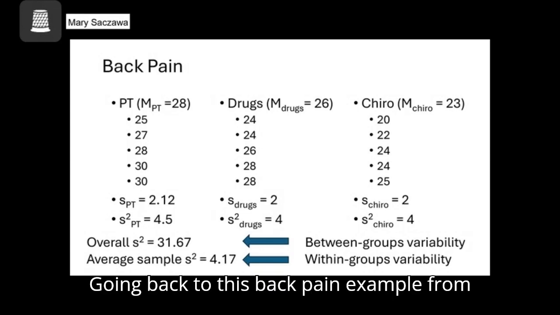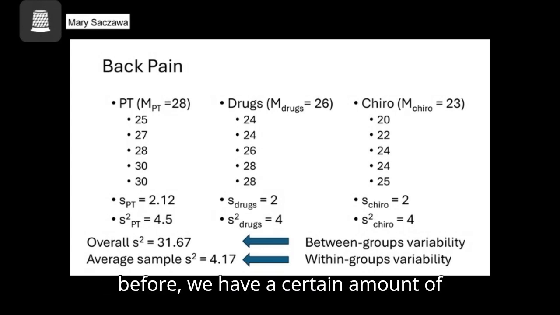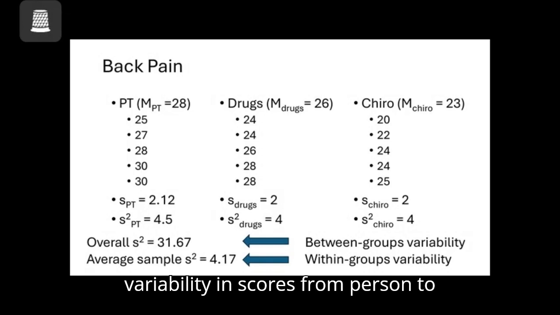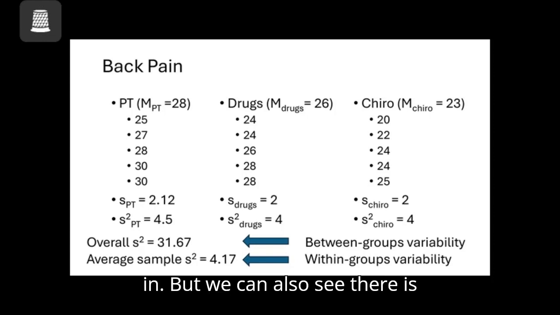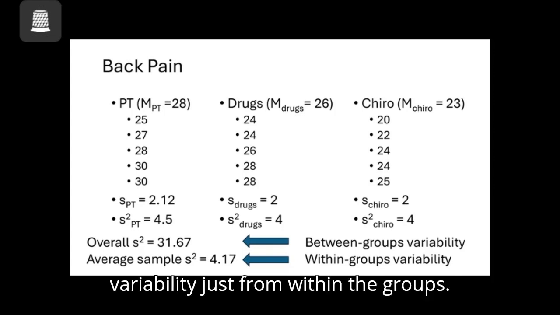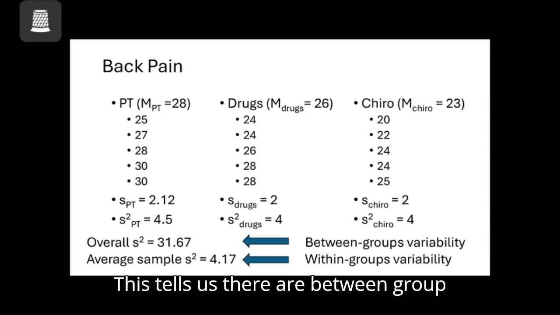Going back to this back pain example from before, we have a certain amount of variability in scores from person to person. We can see this with the variances for each group. The group variances are greater than 0, which tells us there is some degree of individual variability that we are not explaining just by which group they're in. But we can also see there is variability in the overall scores for the sample that is much greater than the variability just from within the groups. This tells us there are between group differences as well.